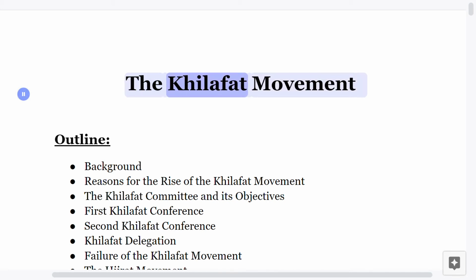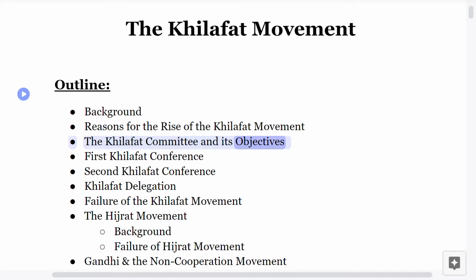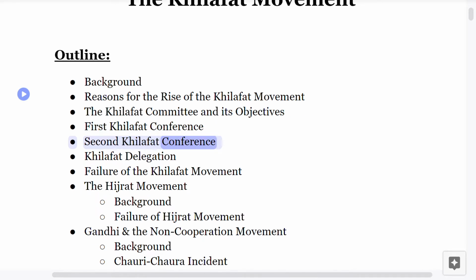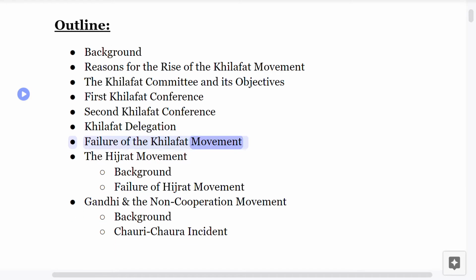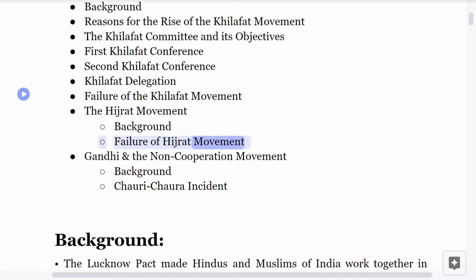The Khilafat Movement. Outline. Background. Reasons for the rise of the Khilafat Movement. The Khilafat Committee and its objectives. First Khilafat Conference. Second Khilafat Conference. Khilafat Delegation. Failure of the Khilafat Movement. The Hijrat Movement. Background. Failure of the Hijrat Movement.